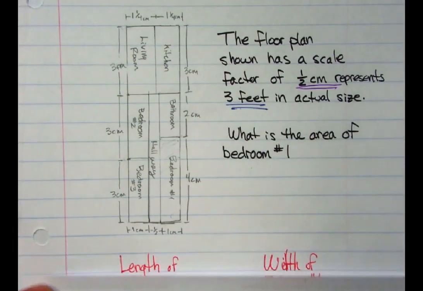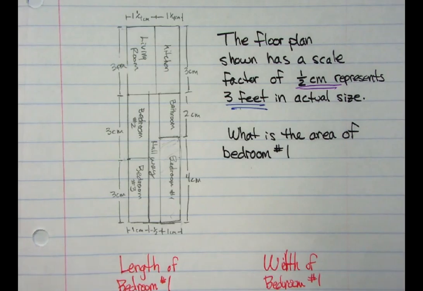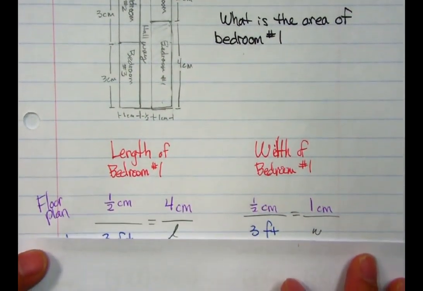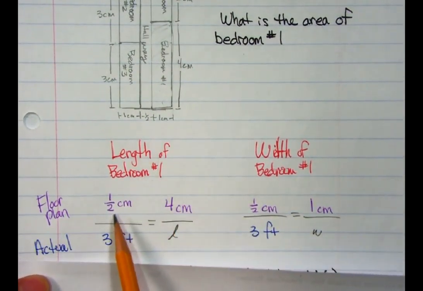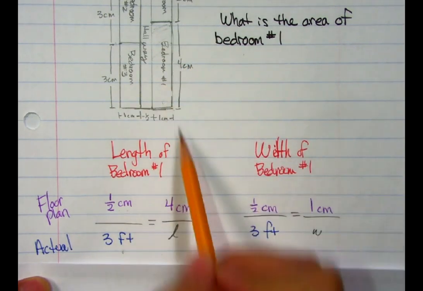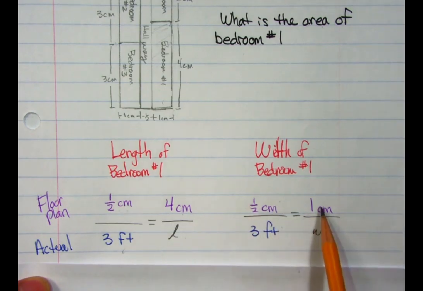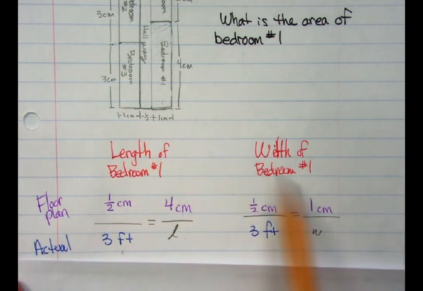All right, so what I need to do is only focus on the bedroom right now. So I look at the bedroom and I say, what is the length of the bedroom? If I scoot this up here, I notice that the floor plan showed me, remember the scale was 1/2 centimeter to 3 feet. Okay, so floor plan, actual. Then I come over here to the floor plan. Well, the length of it was 4 centimeters. What's the actual? I'm going to do the same thing for width, except the width in the bedroom was only 1 centimeter. Okay, so I'm going to try to find that out.